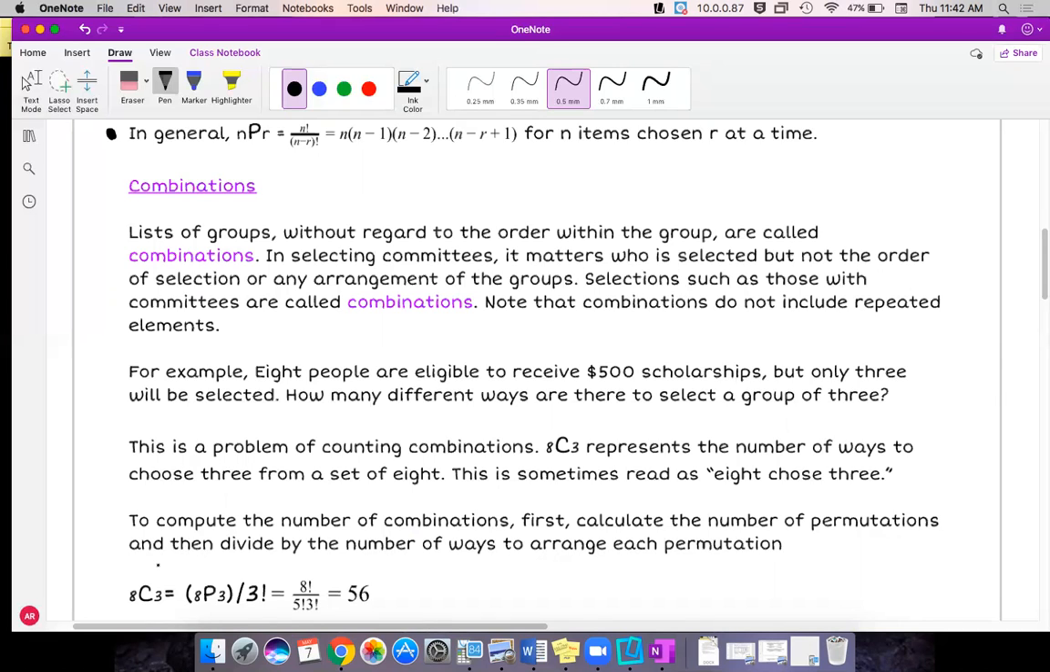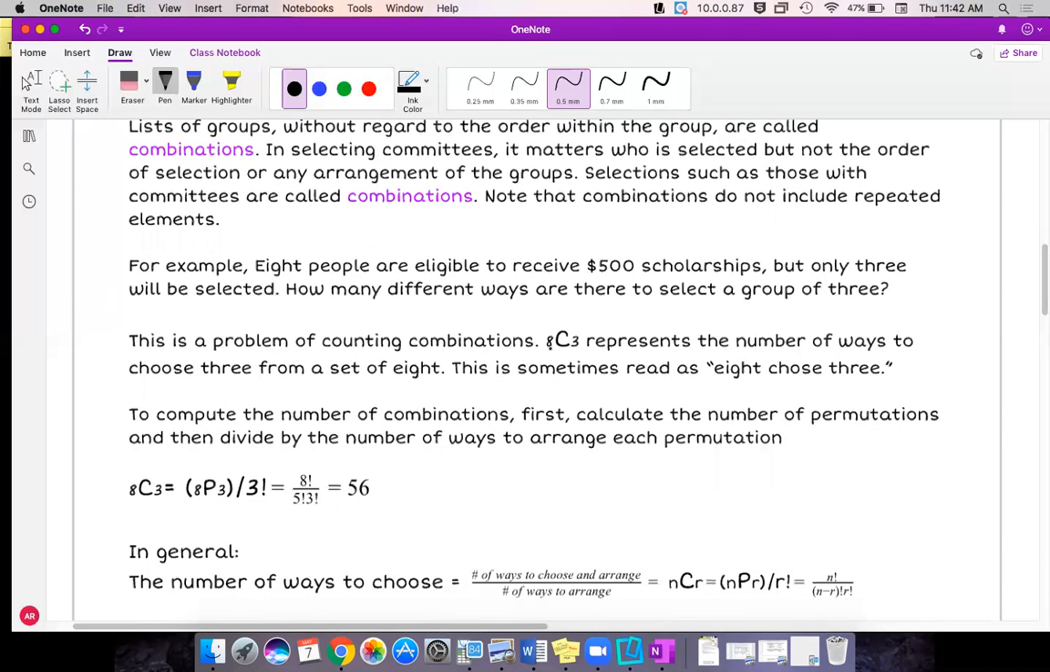So for example, 8 people are eligible to receive $500 scholarships, but only 3 will be selected. How many different ways are there to select a group of 3? It doesn't matter who's chosen first, second, third, but it does matter which 3 are chosen. So that's how this is a combination. This is a problem of counting combinations. Instead of using the P, you do C. So 8 choose 3 represents the number of ways to choose 3 from a set of 8.